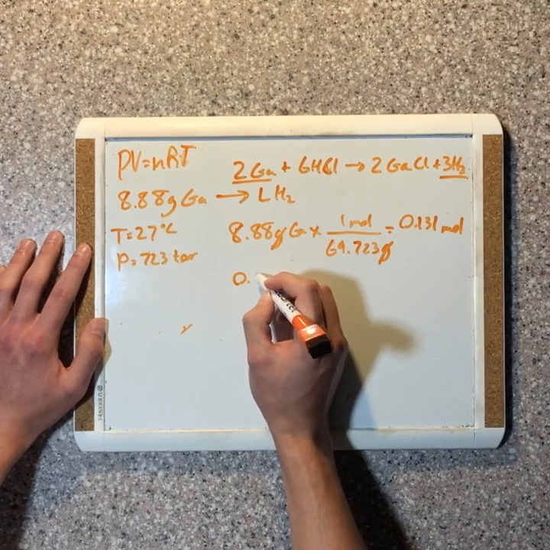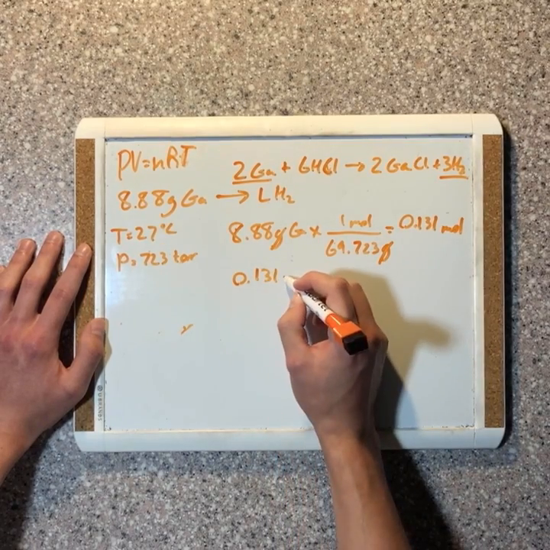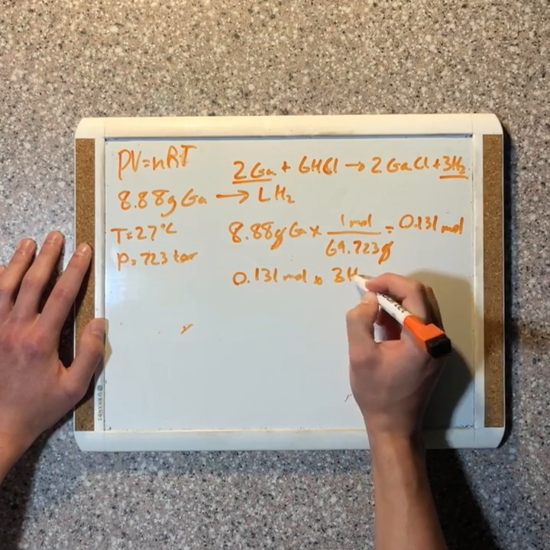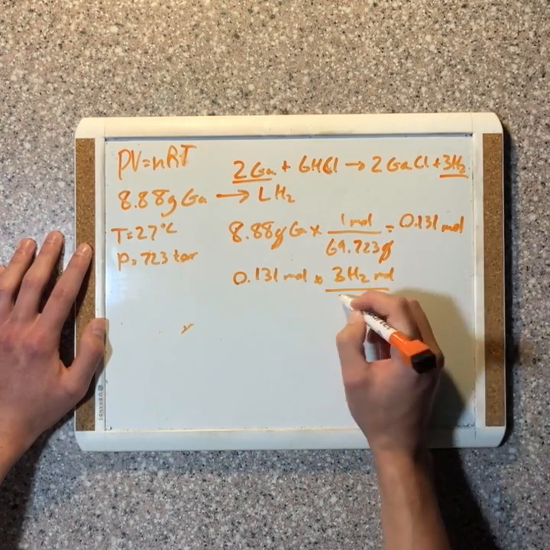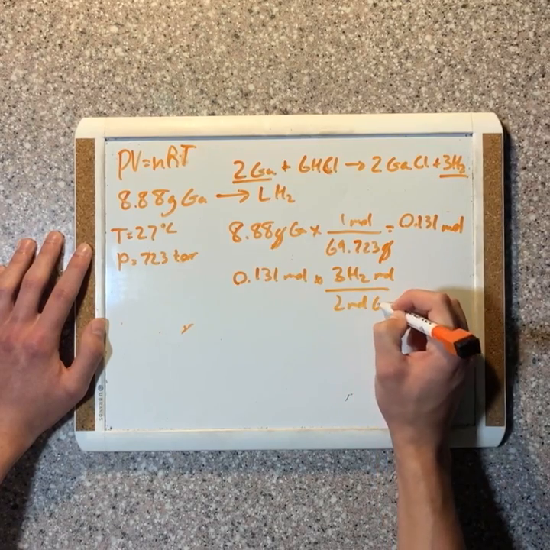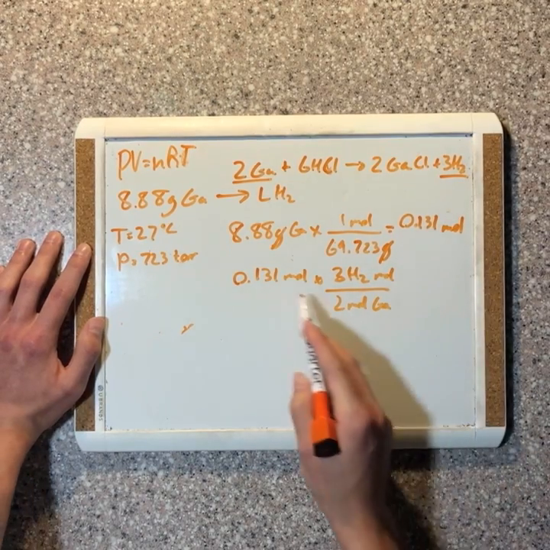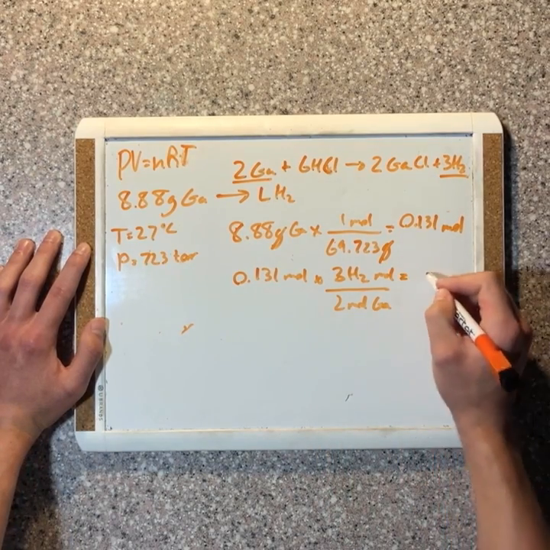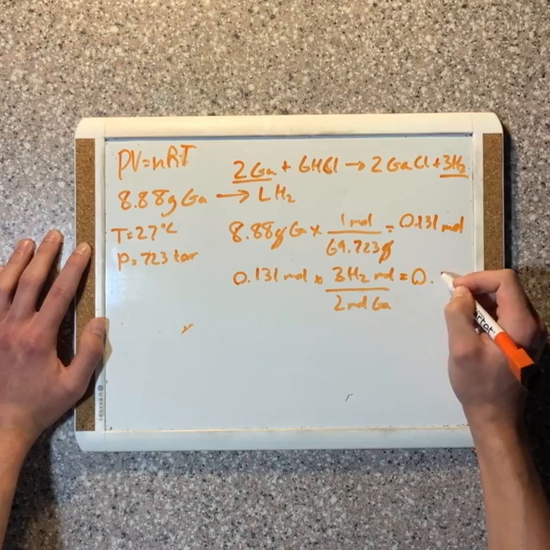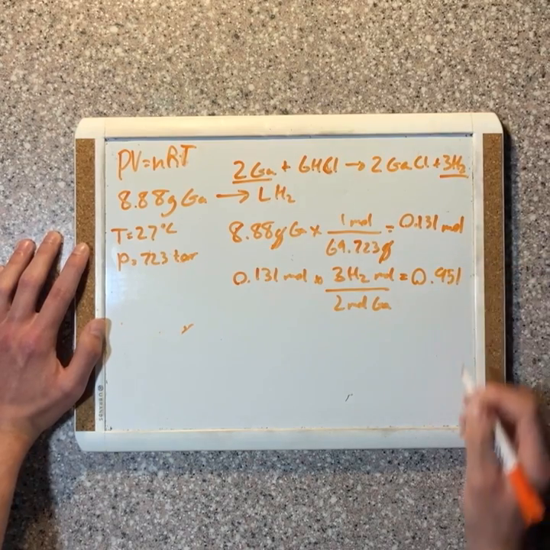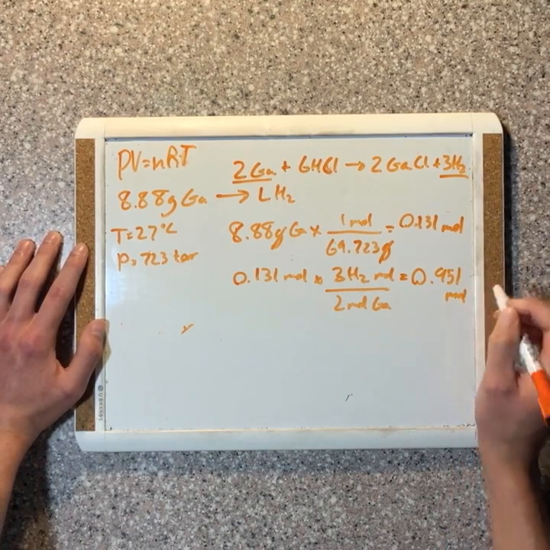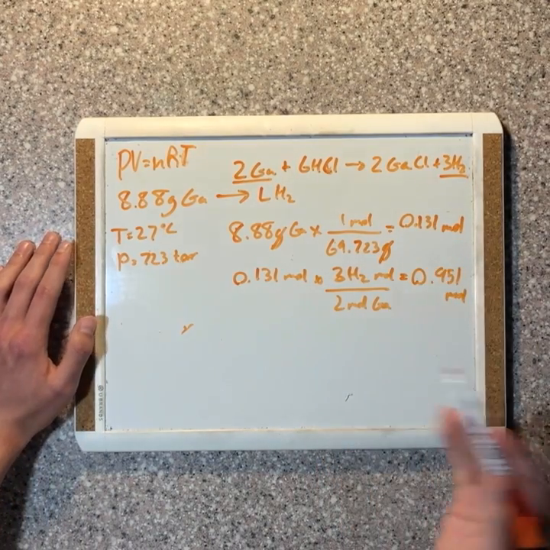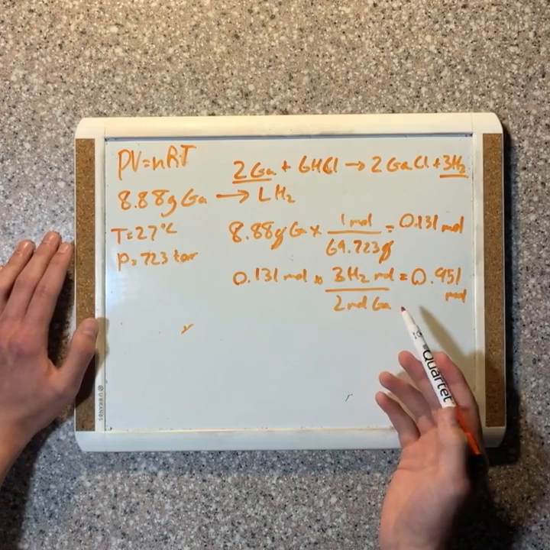So 0.131 moles times 3 moles of H2 divided by 2 moles gallium. We multiply this by 3 and divide it by 2, and we're going to get 0.951. Now, I will say, I'm going off my notes here, and if you round this number early, you do get a different number than what they have in the book example.